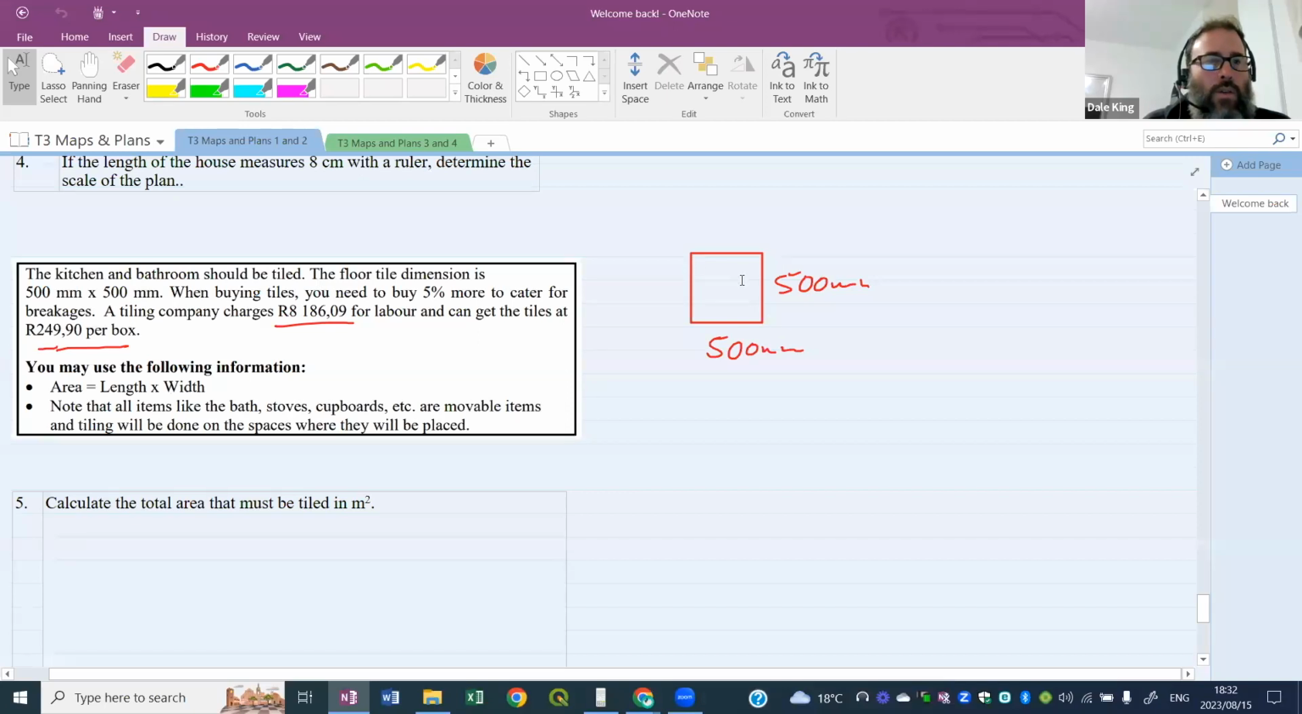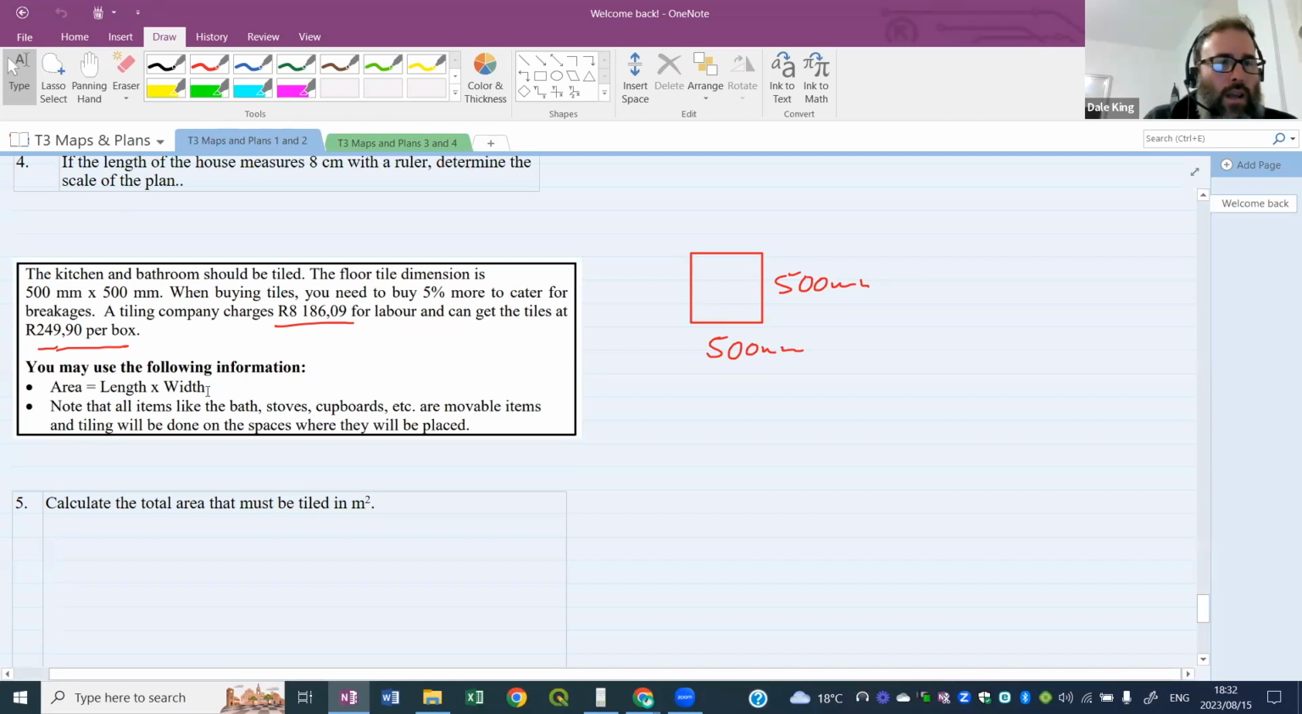I drew a little diagram on the right. When buying tiles, you must buy 5% more to cater for breakages. We all know that. A tiling company charges 8,186.09 cents for labor. That's just labor. And you can get the tiles at 240.90 per box. So there's labor and tiles that go into this job. We may use the following information: area equals length times width.